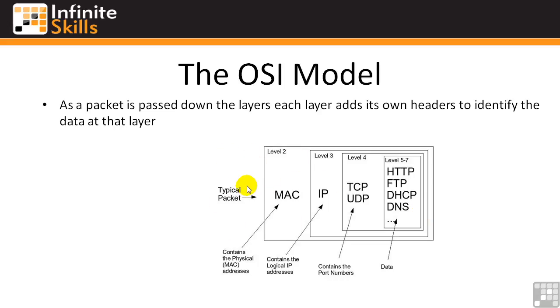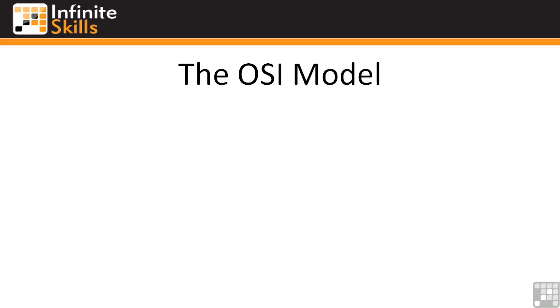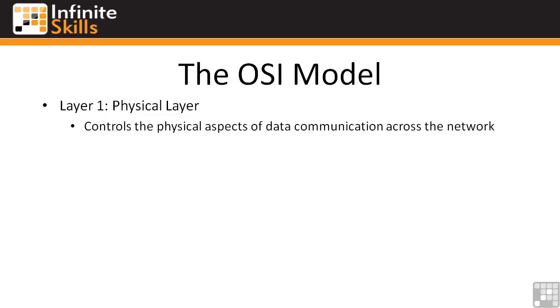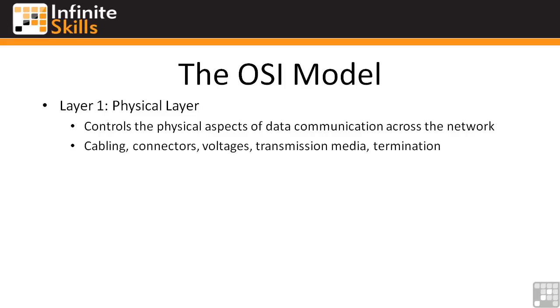Obviously, the physical layer is what we'll cover first, and there's not really any protocols at the physical layer because it's physical. It's wires and cabling and whatnot. And that's a perfect segue to talk about layer 1, the physical layer. Layer 1 controls the physical aspects of data communication across the network, things like cabling, connectors, voltages, the type of media, whether you're using copper or fiber, the type of termination.